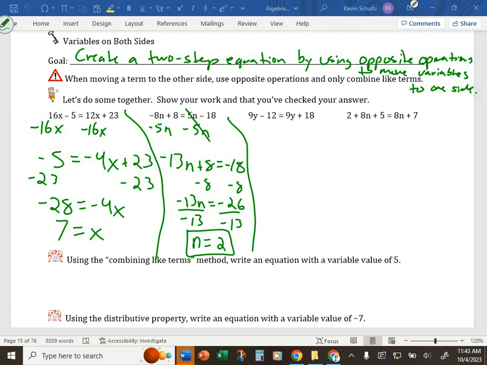All right, Hugo, Chance, Tatum, defend your position. Why is this no solution? So you're the smart one. Well, if you subtract 9y from both sides, you get negative 12 equals positive 18. You're telling me that's not true? That's what I did. No, it's not.